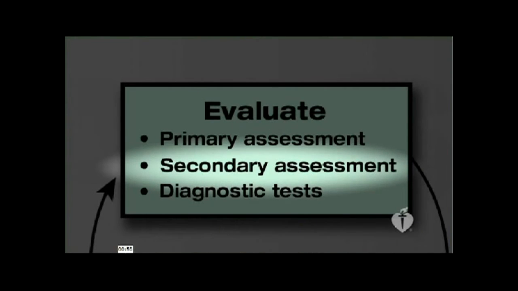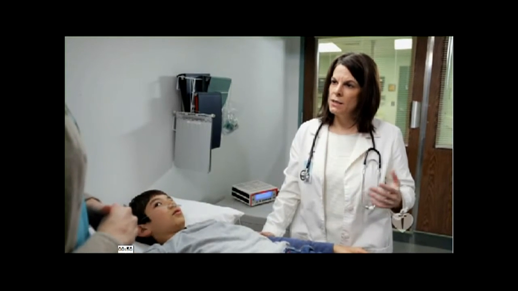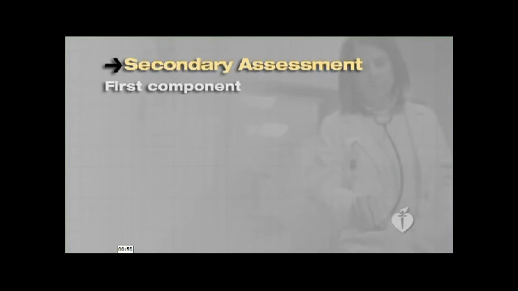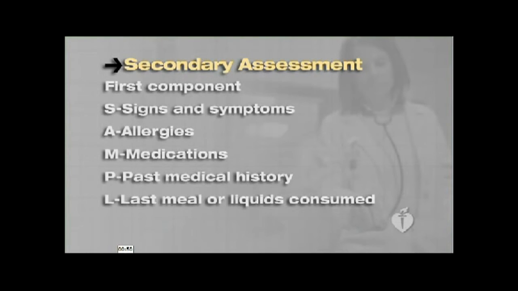The secondary assessment consists of 2 components. The first component is a focused history, which can easily be remembered by using the mnemonic SAMPLE, which stands for signs and symptoms, allergies, medications, past medical history, last meal or liquids consumed, events leading to the presentation. One goal of the secondary assessment history, or SAMPLE history, is to identify important aspects of both the child's history and presenting complaints, especially any information that might help explain the child's presenting problem.